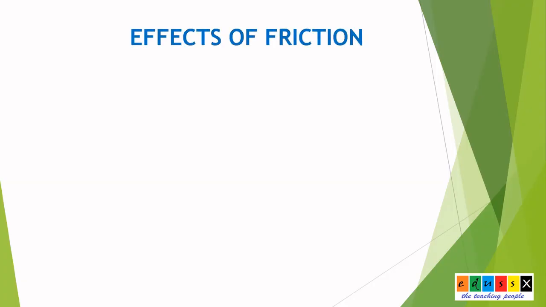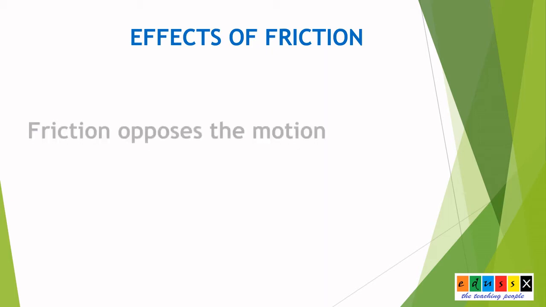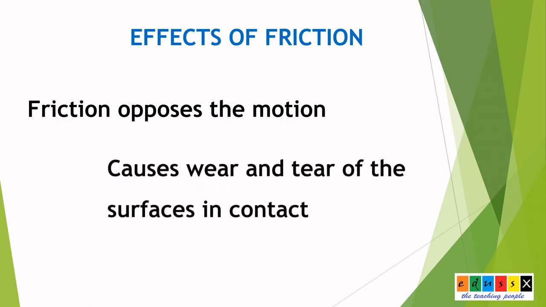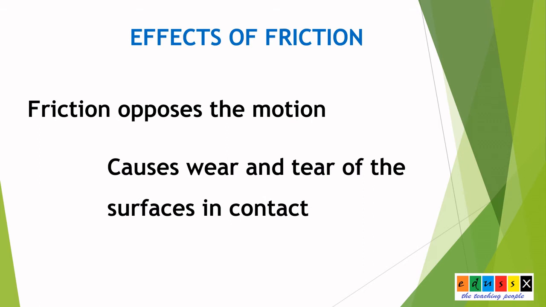Here they have discussed three effects. The first point is that friction opposes the motion. Second, it causes wear and tear of the surfaces in contact. The third point is that friction produces heat. These are the three effects related to friction.